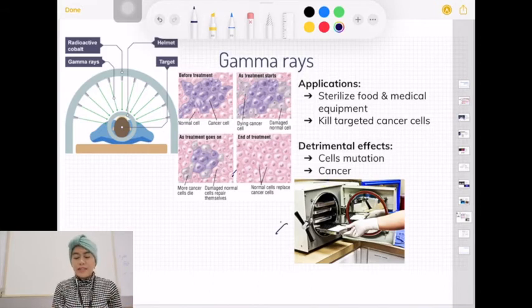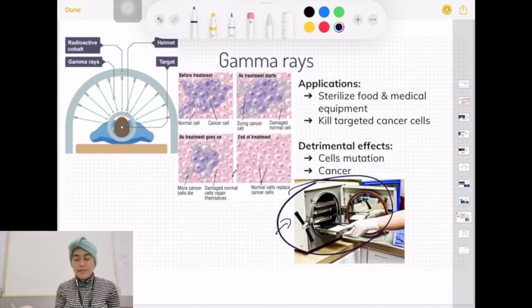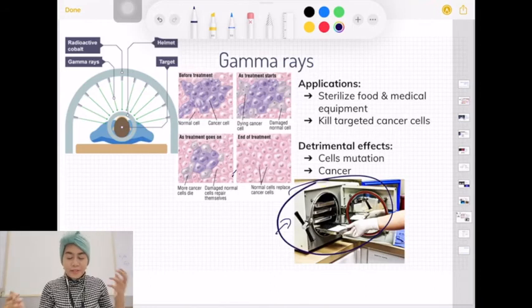And then for sterilization, in this picture here, you've got an irradiation of gamma ray. So when you put the items in, you close it, and then the gamma ray will radiate into it, and all of the bacteria will be killed and sterilized, and you can use it. It will be free of bacteria and viruses, right?